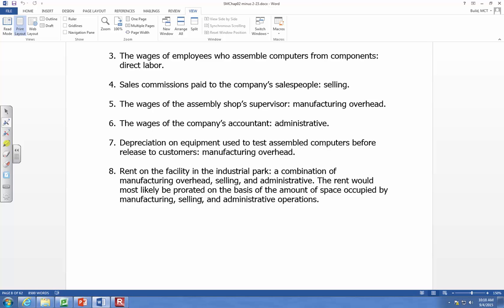Where's that depreciation expense on my factory equipment going to be captured? Is it raw materials inventory? No. Does it need to be put into WIP? Work in process. What's going to be captured in work in process? Direct materials, direct labor, and overhead. What is that depreciation expense? Overhead. Where's it going to be captured? WIP.